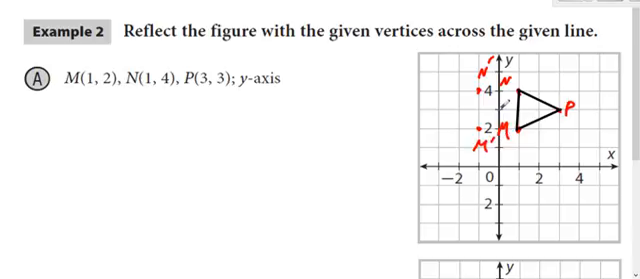And then P, if you counted out how far away that is, that's 1, 2, 3. So we just need to move 3 units. And that would be P prime.